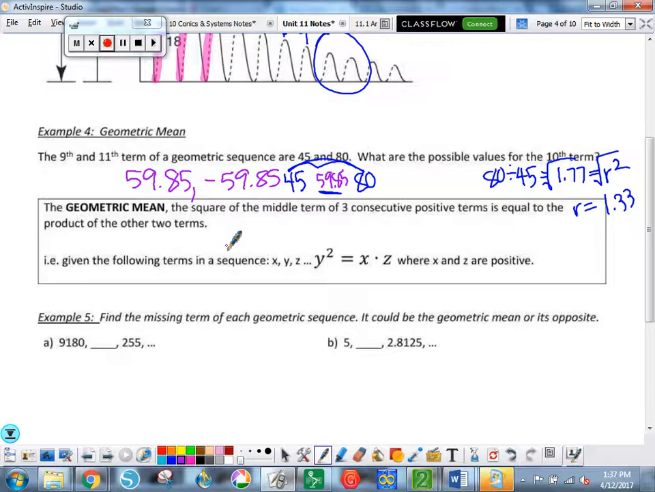Good. So the geometric mean: the square of the middle term of 3 consecutive positive terms is equal to the product of the other 2 terms. That's confusing. So that means if you have an x, y, z, and I take the square of the middle term, that equals the outside 2 multiplied together. Yes, Chris?